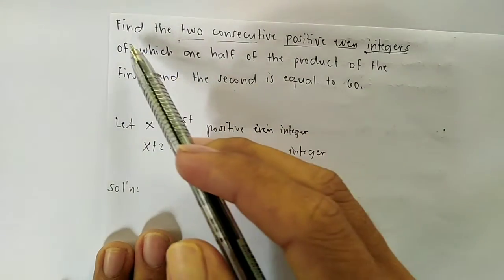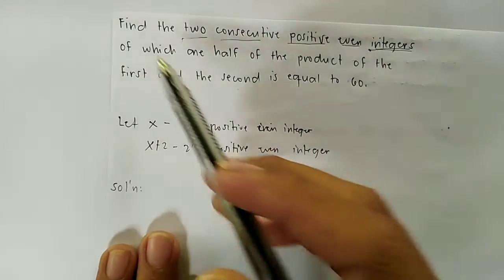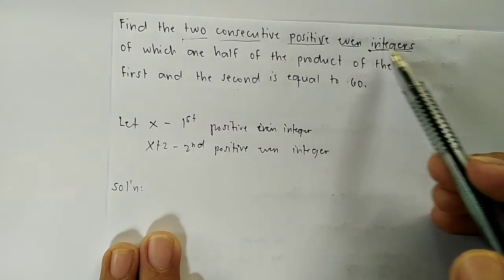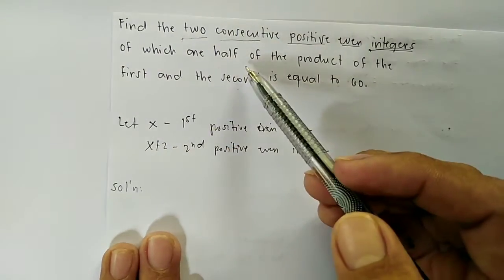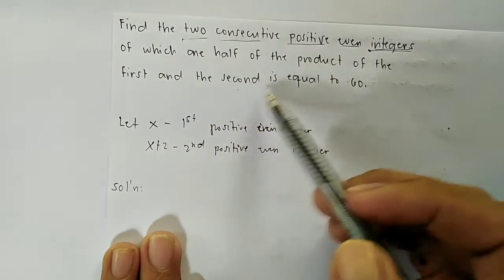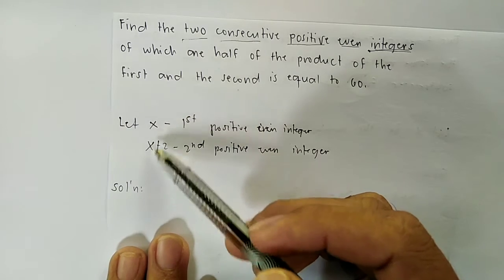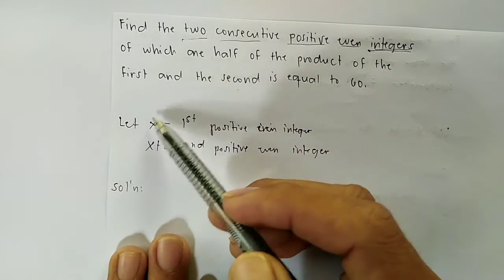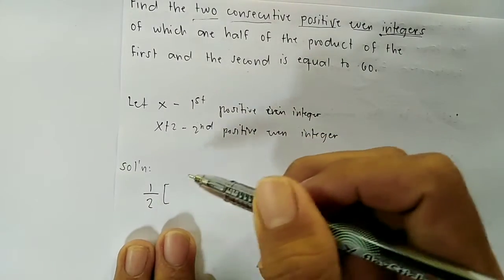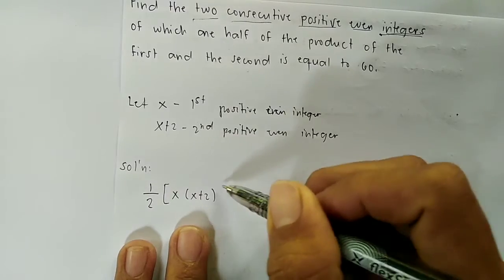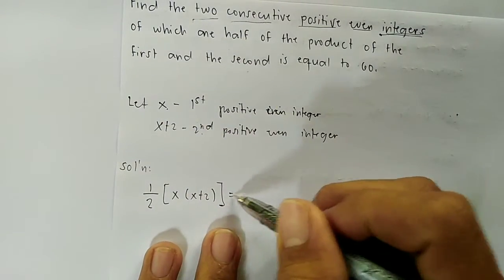an expression that will somehow satisfy the statement given in the problem. So we have to read it again. Find the two consecutive positive even integers, so that is represented by x and x plus 2 respectively, of which one half of the product of the first, so our first is x and the second is x plus 2, is equal to 60. Meaning to say, we are going to multiply this one, and then we have one half of the product of x and x plus 2. So meaning to say, we have the equation 1 half of the product x times x plus 2, the first and the second, is equal to 60.